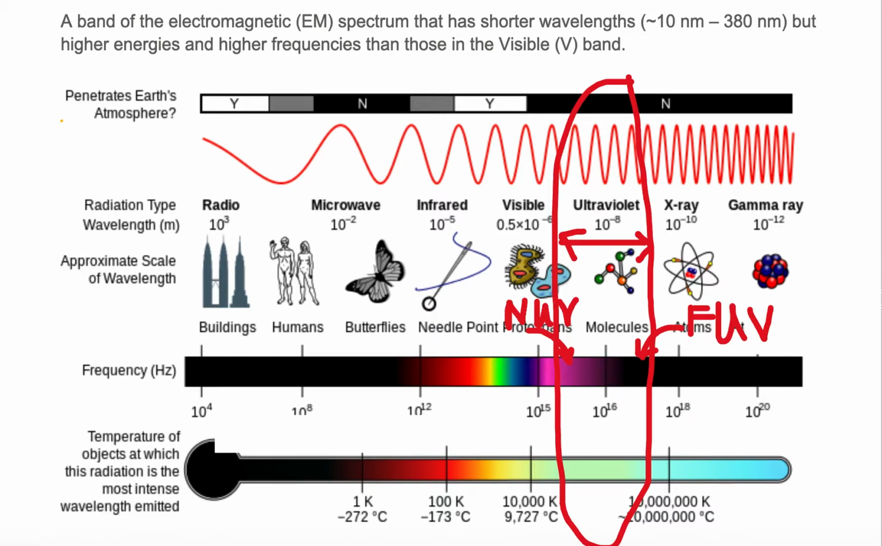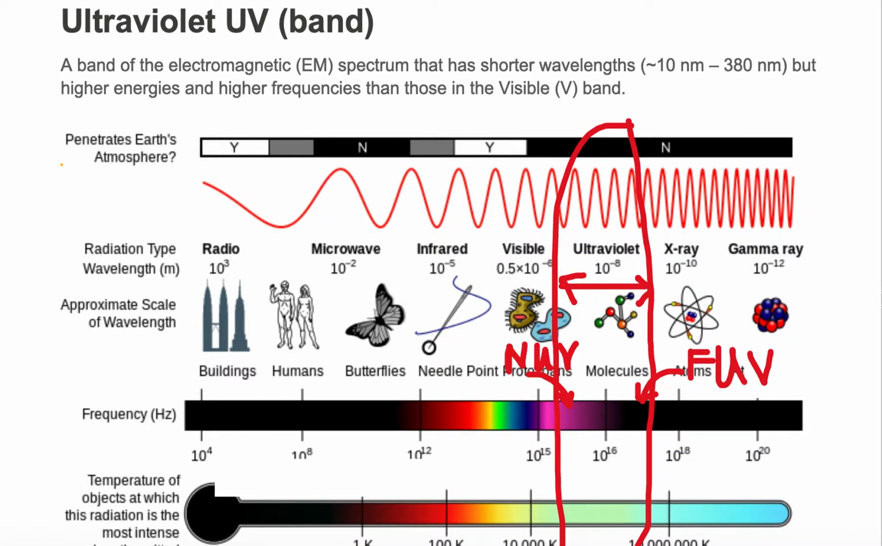And the ultraviolet band is a band that has shorter wavelengths, higher frequencies, and higher energies than those in the radio, microwave, infrared, or visible bands.